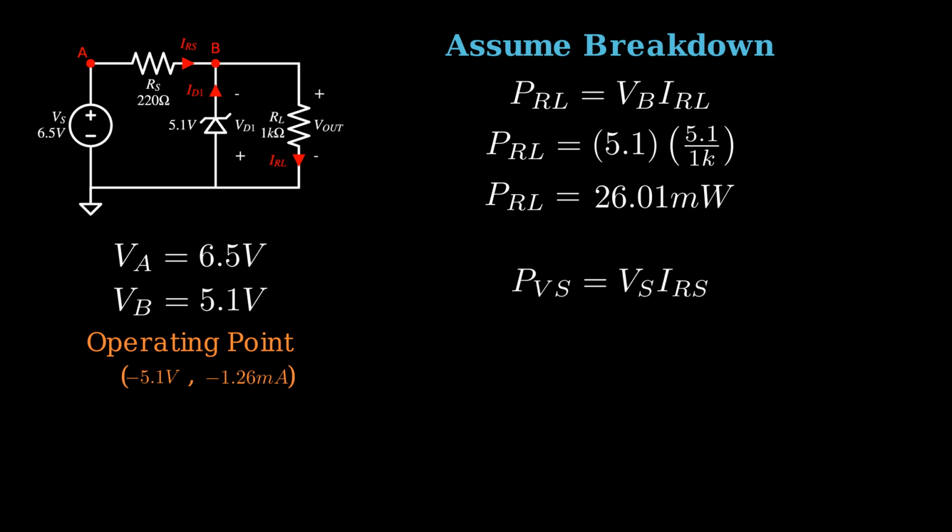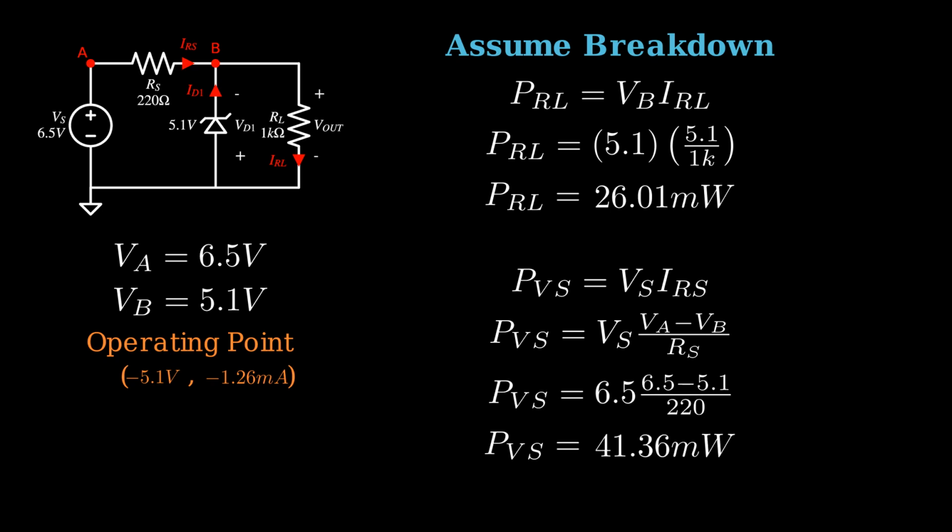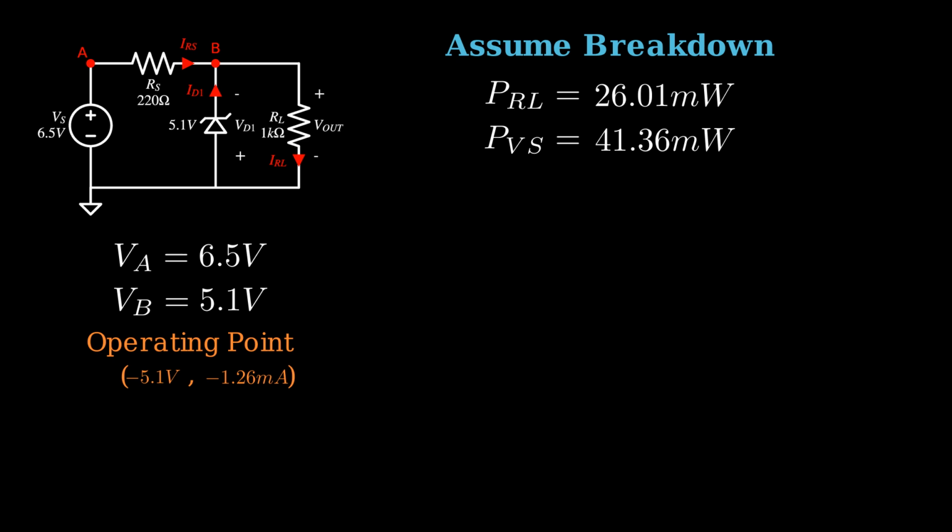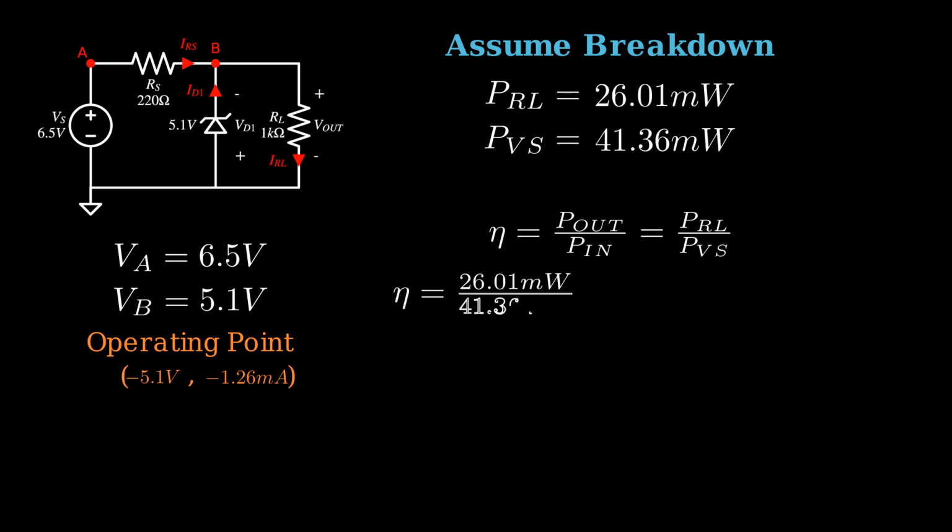We also need the power supplied. Taking advantage of the fact that the supply is in series with R_S, we rewrite the source current in terms of the node voltages and calculate the power supplied. Using these results, we calculate the efficiency. Efficiency is the output power divided by the input power. In this case, P_RL over P_Vs. And we can see that only 62.8% of the power supplied is delivered to the load.